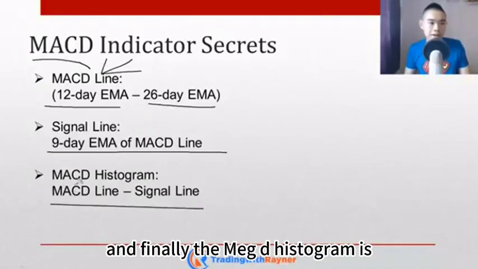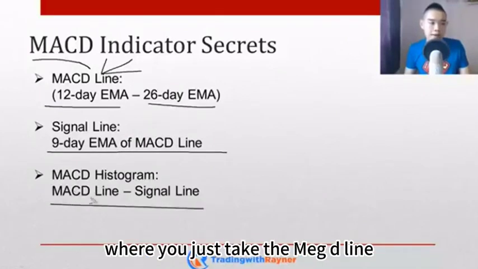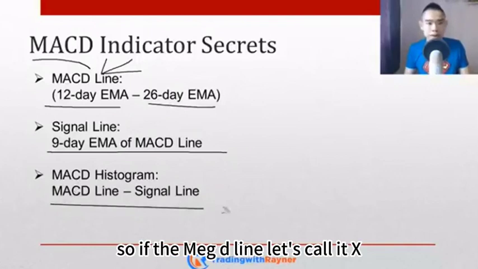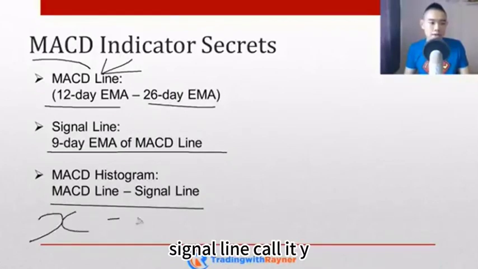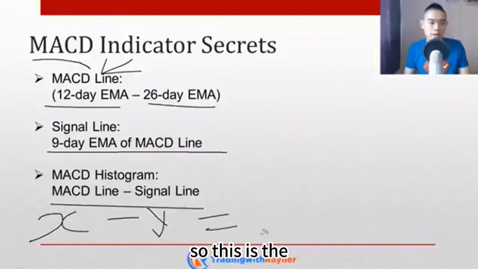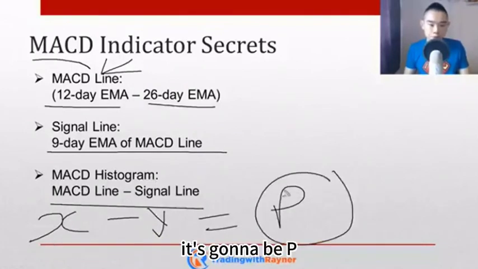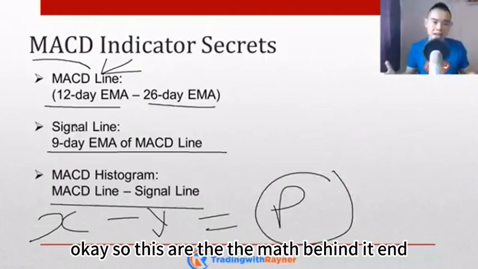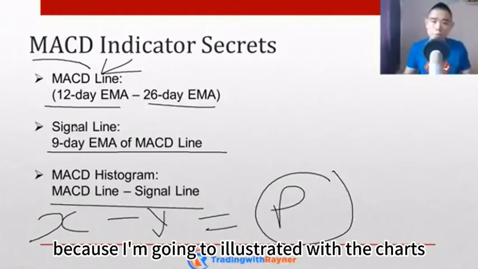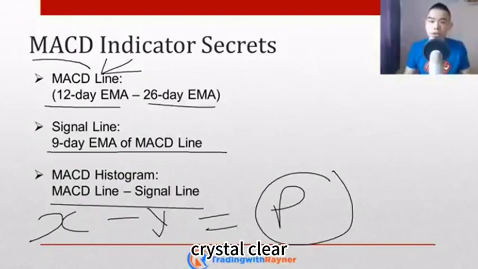And finally, the MACD histogram is where you just take the MACD line minus the signal line. So if the MACD line, let's call it X, signal line, call it Y, this is, let's call this P. The MACD histogram is going to be P. So these are the math behind it. And if it sounds confusing, don't worry, because I'm going to illustrate it with the charts right now, so everything will be crystal clear.